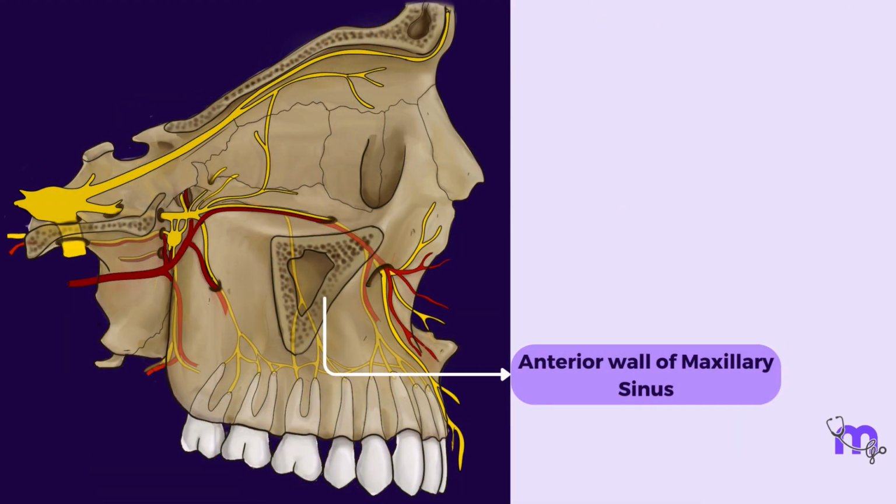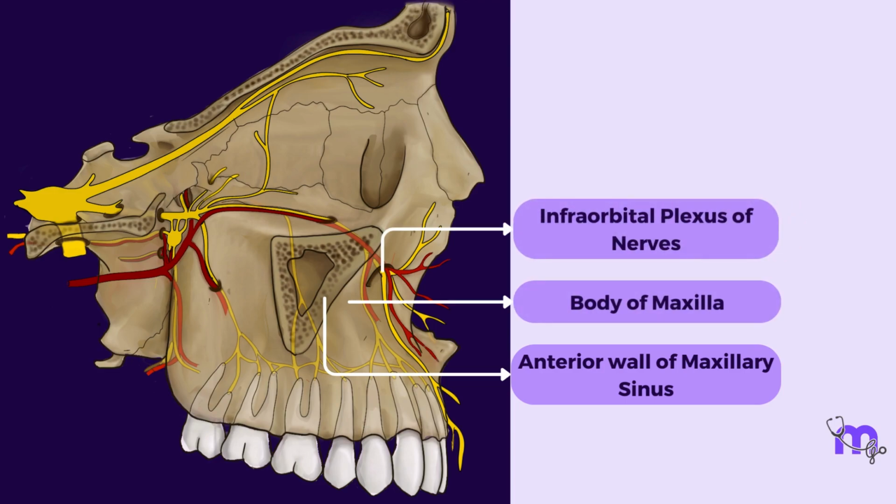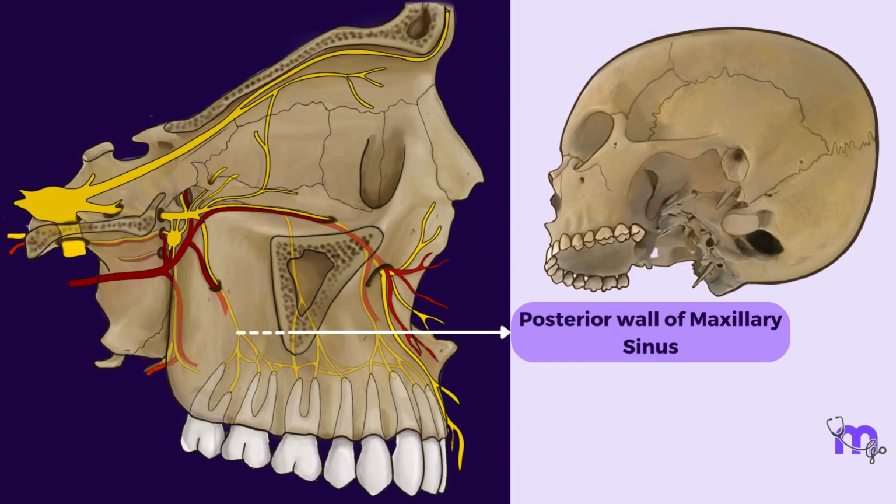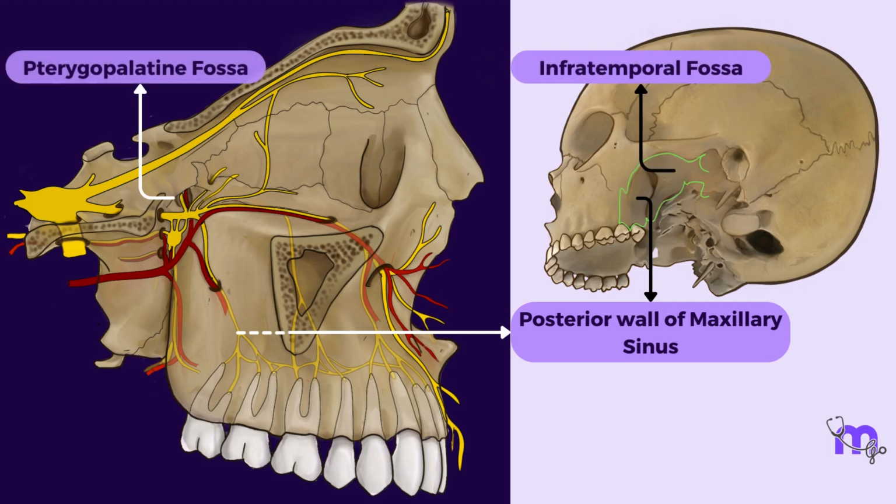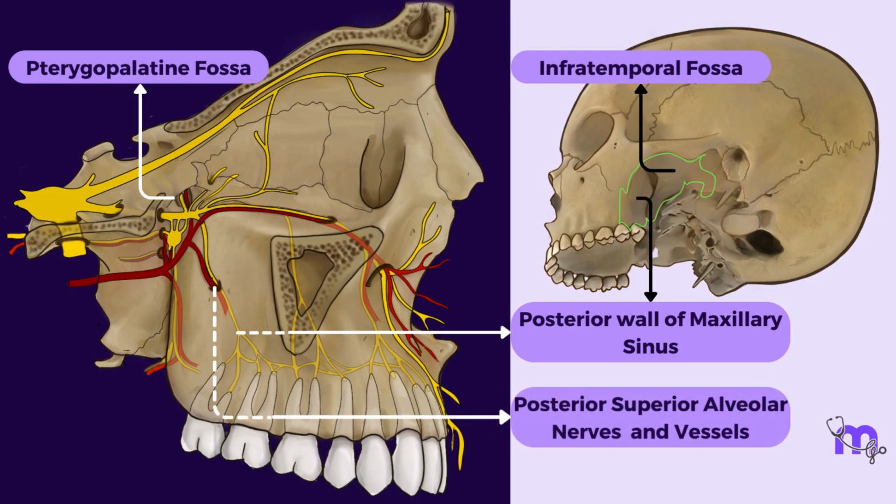The anterior wall of the maxillary sinus is formed by the anterior surface of the body of the maxilla and is related to the infraorbital plexus of nerves. Within this wall, the anterior superior alveolar vessels and nerve run in a curved bony canal. The posterior wall is formed by the infratemporal surface of the maxilla, separating the sinus from the infratemporal and pterygopalatine fossae. This wall is pierced by the posterior superior alveolar nerves and vessels.